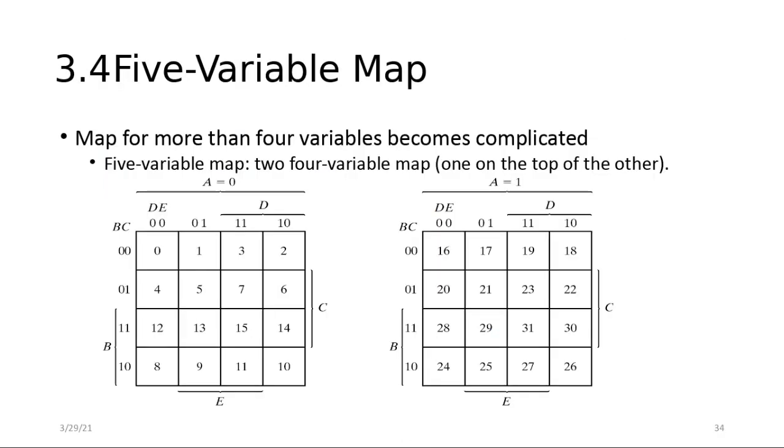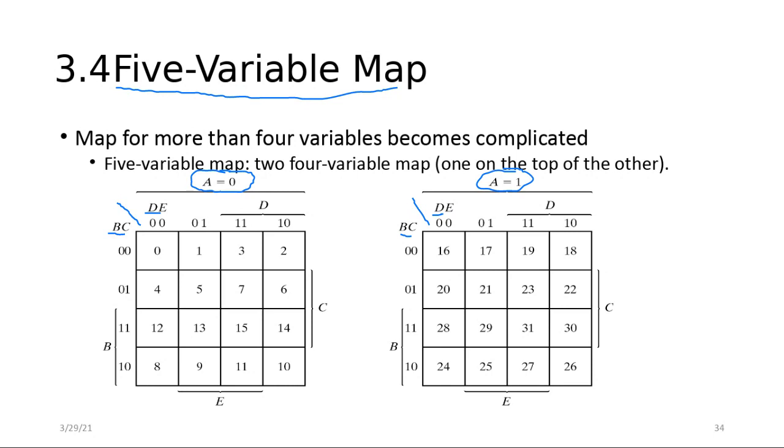Okay, let's see the 5 variable map. We saw the 2 variable, 3 and 4. What about 5? We said that we create a kernel like that. There are 2 parts, and also 2 parts. But in the 5 variable map, you should use 2 tables: for A is 0, for A is 1.